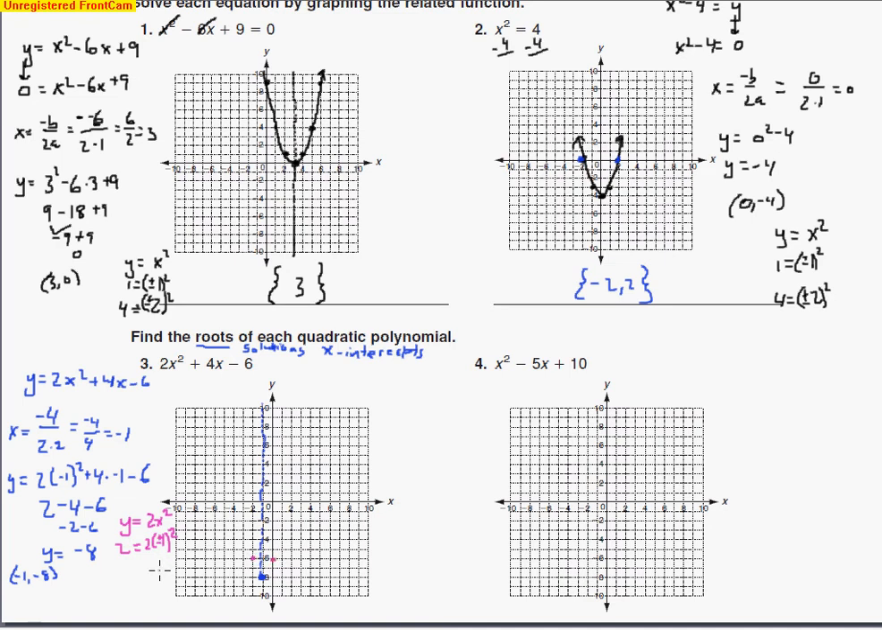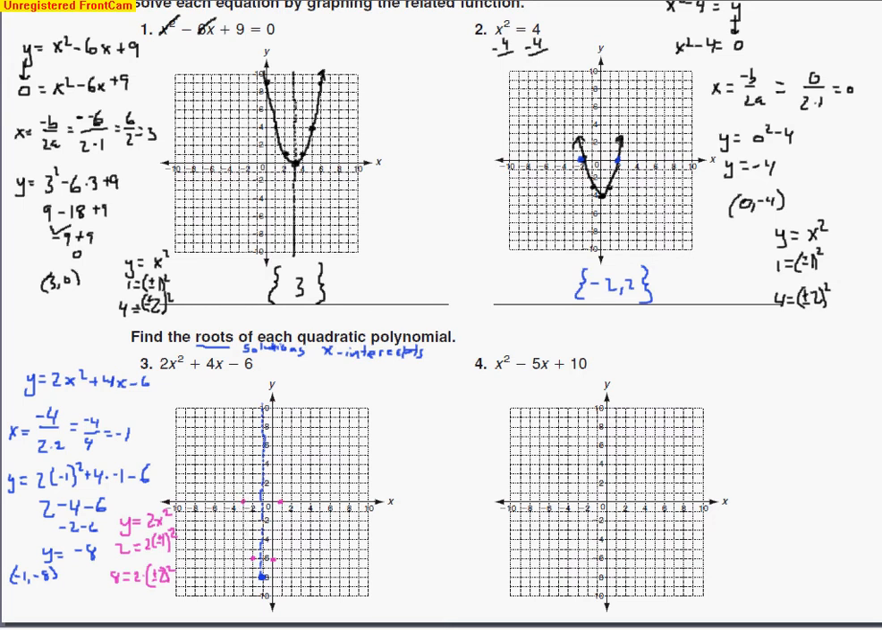So if you go over 2 spaces to the right or to the left and you square that number, you get 4. 4 times 2 gives us 8. So over 2, up 8 spaces. So there it is. Those are the 2 points where it crosses the x-axis.